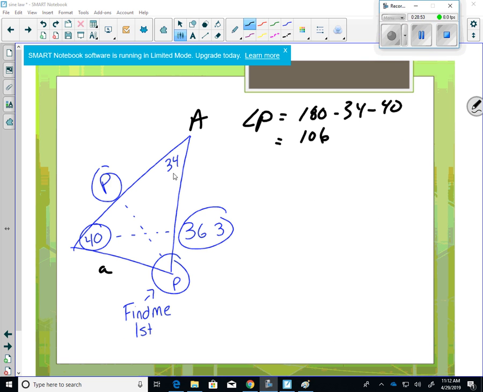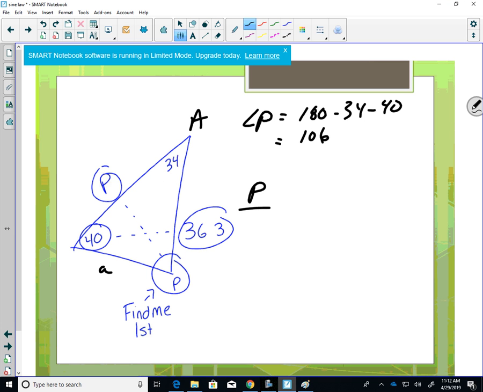Now I'm recording. So we're looking for side p. So I'm going to write little p over sine p. And, oh, hang on here. I use these, but I don't want a's there. I want my a and my big A here, right? I need to use the ones that I know.